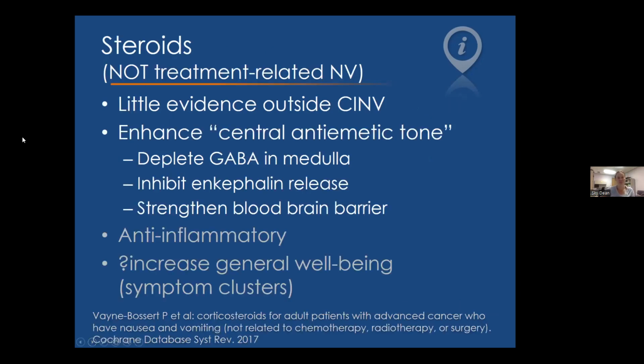Steroids are part of pre-medication for chemotherapy. But if you have someone who has nausea and vomiting in advanced cancer, not related to treatment, so it's not after surgery, not after radiation, not after chemotherapy, there's not a lot of data supporting steroids. And when you talk to people working in our field, we all have stories of someone who has cancer, who's off treatment, who feels terrible and nauseous, and then you give them steroids and they feel better.